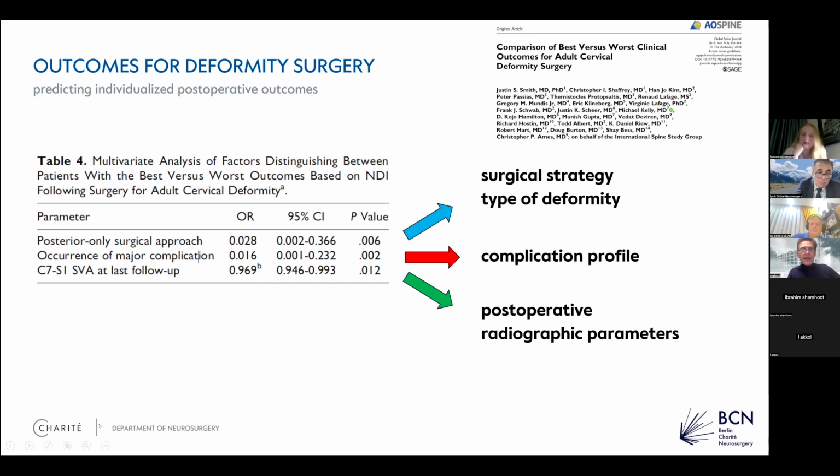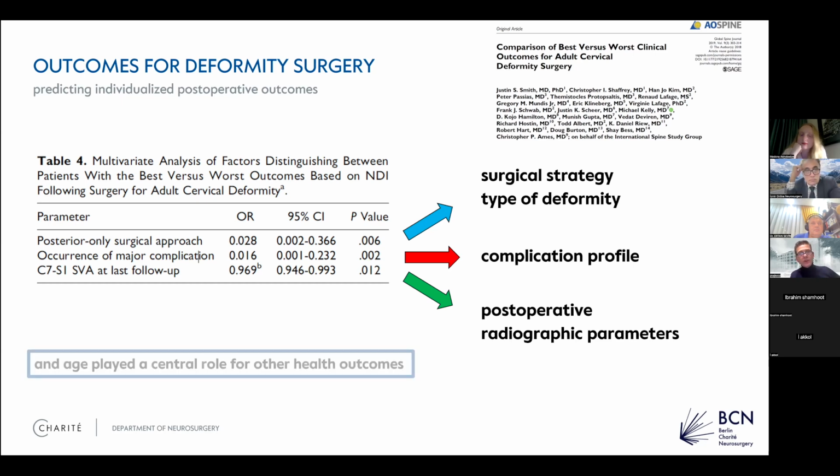This multivariate analysis has shown, number one, the surgical strategy, the type of deformity. If it's a cervical deformity, you have a good chance for a good outcome. If it's a subcervical deformity, if it's becoming more complex and the deformity is more pronounced, it's difficult to have a good outcome. The complication profile is important. Do you have a CSF leak? Do you have obviously some aggravation of your myelopathy? This is driving the outcome. And in the end, also whether you are achieving the optimal radiographic result, if you are successfully reestablishing the cervical lordosis.